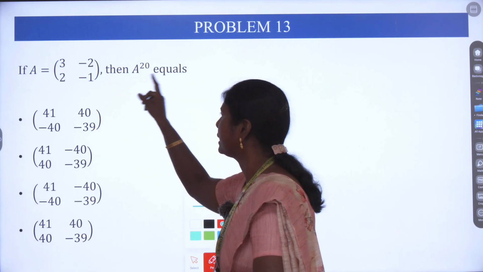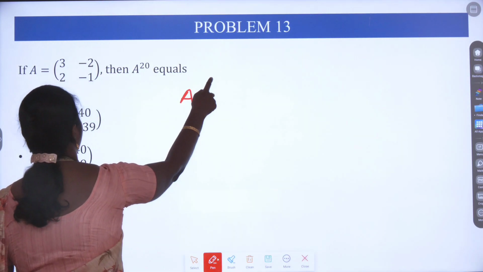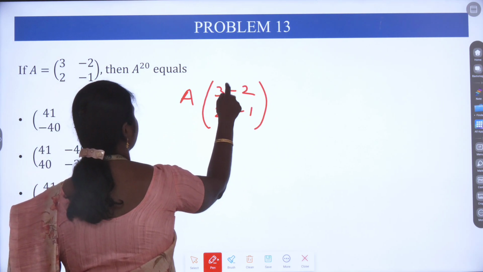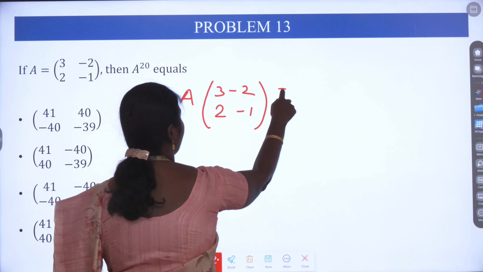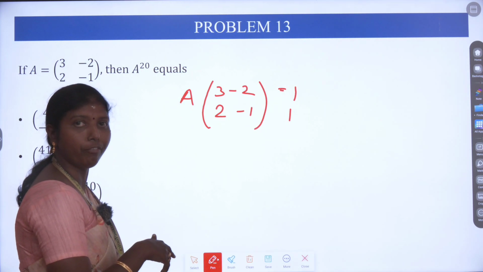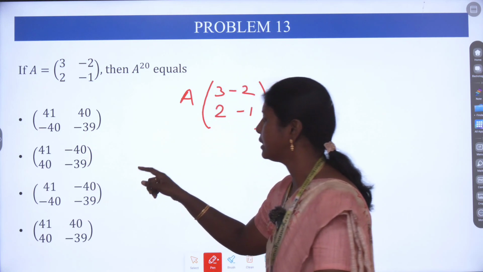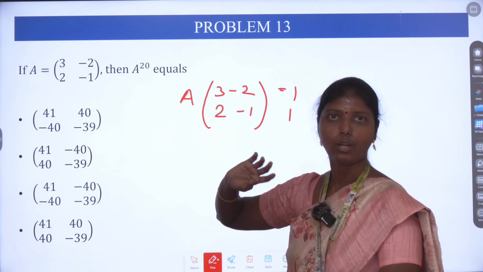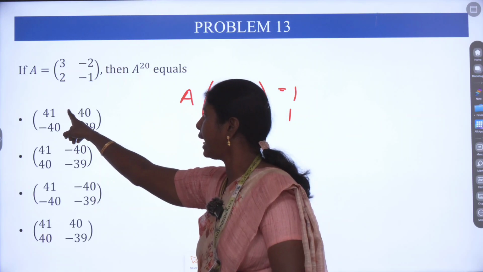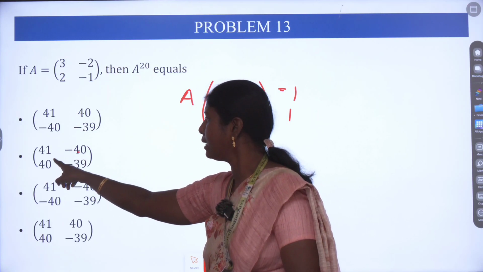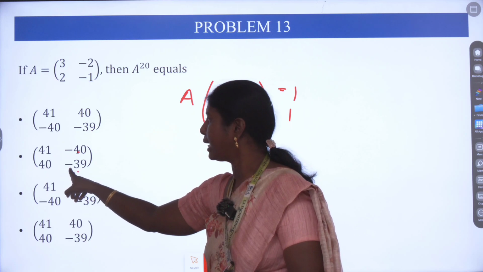So first add the corresponding row elements. So 3 minus 2, 2 minus 1 is given. When I add these two, I am getting the result as 1, and here also I am getting the result as 1. So now go for your options. In the options, wherever you are getting the same result, that is your option. So first option, when I add these two, I am not getting 1. Second option, I am getting 1, and here also I am getting 1.